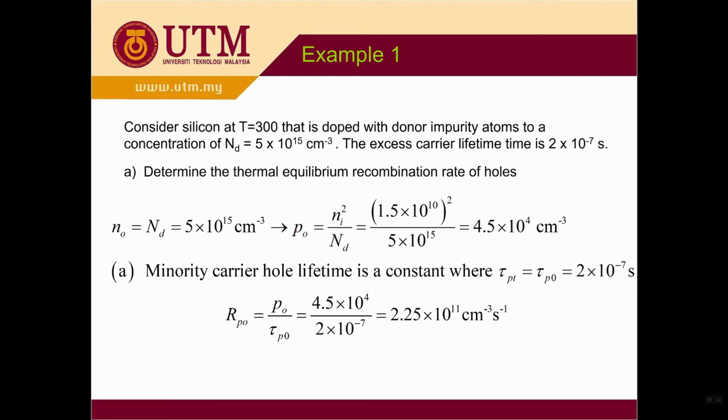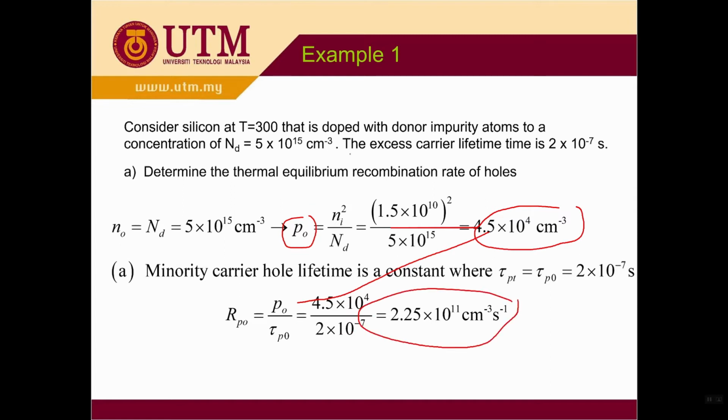Then for p0, how do you solve it? You use the ni squared equation. You take ni squared, divide by this n0, and in the end, for your holes, you get 4.5 times 10 to the power 4. You use this to get your recombination rate. How do you get it? You see Rp0 equals, this is the answer that you get. You put it down here, and this, is it given or not? Tau p0, excess carrier lifetime. Yes, it's given here. The excess carrier lifetime is 10 to the power negative 7. You calculate and you get your answer here.